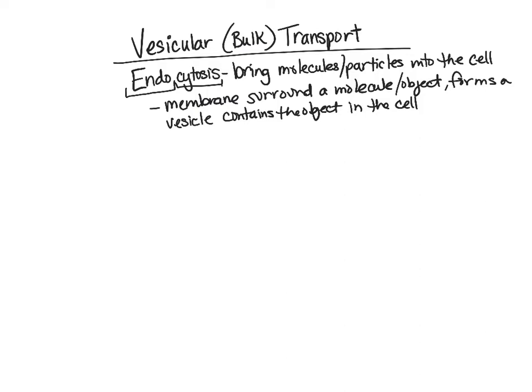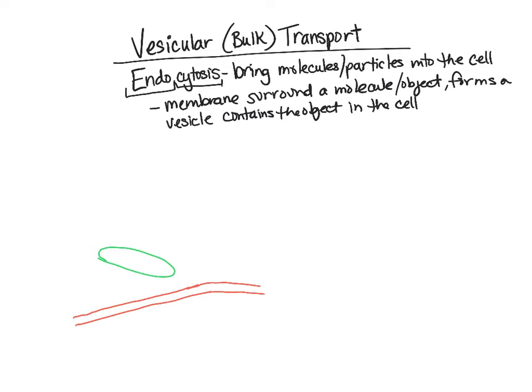So if we take a look at this, we have our plasma membrane here. I don't know why we have it curved here, but there's our plasma membrane. And then let's say we have something come along, like a bacteria. We want to grab onto it, bring it into the cell, and gobble it up. So we have a bacterium, and the cell is going to grab onto that and bring it in via vesicular transport. So something really large, like a bacterium.